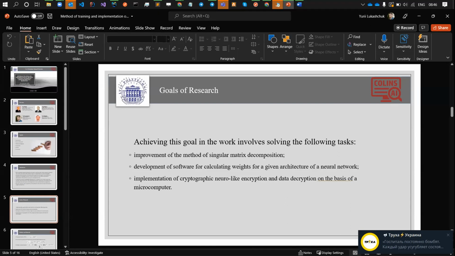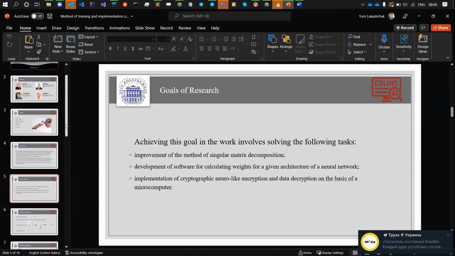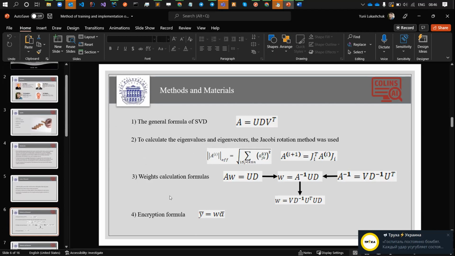And now let's go to the section of methods and materials. First of all, I will show you formulas that we use for our work. The first part is about tools and algorithms that we use for finding weights. We use singular value decomposition, some of the views of SVD. The first formula is the general view of SVD.